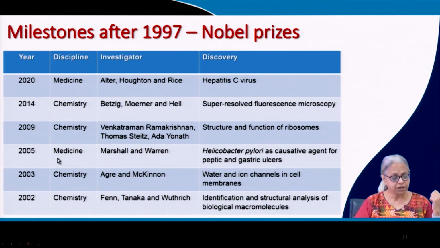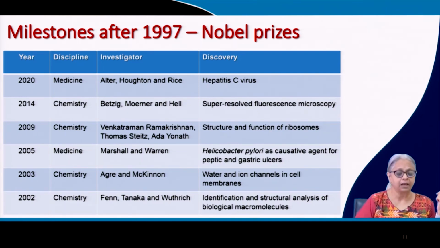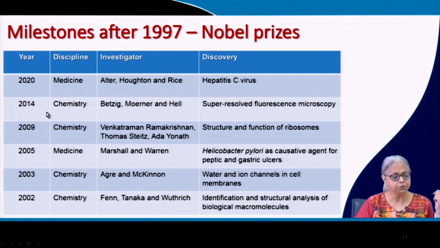Then we come to 2005, and Marshall and Warren were able to identify Helicobacter pylori as the causative agent of peptic and gastric ulcers. In 2009, in chemistry again, we have Ramakrishnan, Steitz, and Yonath, who were able to describe the structure and function of ribosomes. Ribosomes are extremely essential organelles in eukaryotic cells, and we will be looking at some of these points later as we go along.